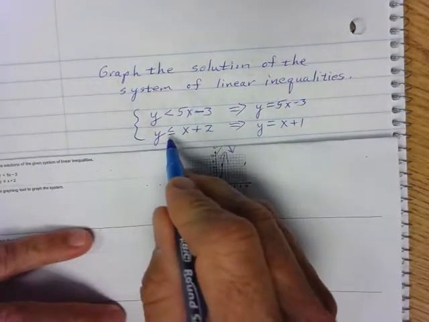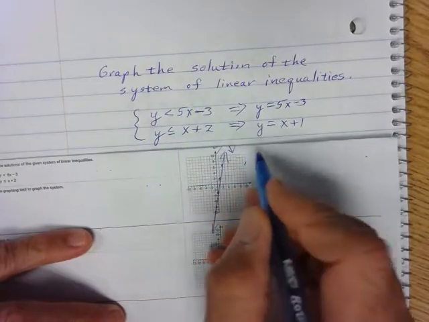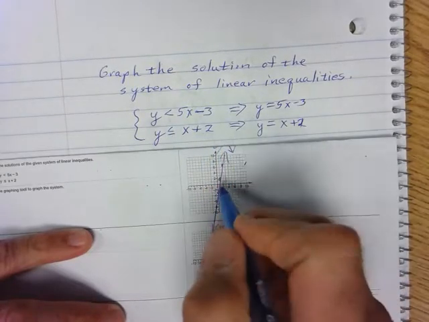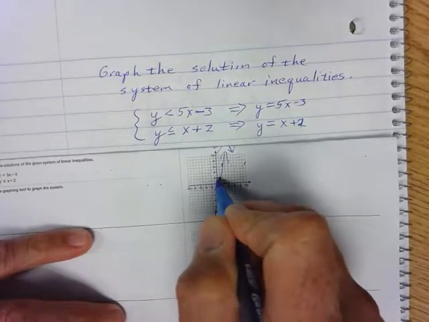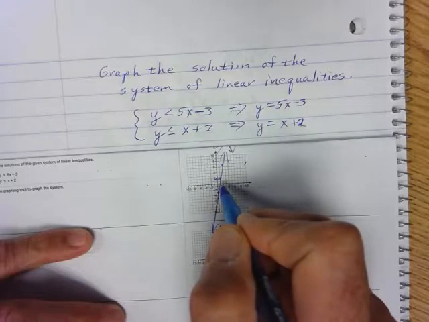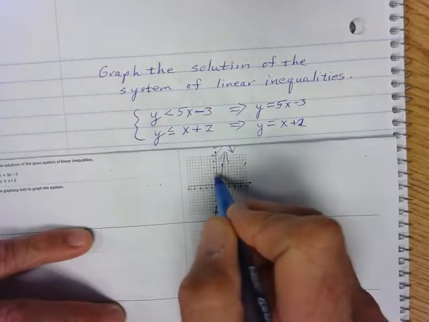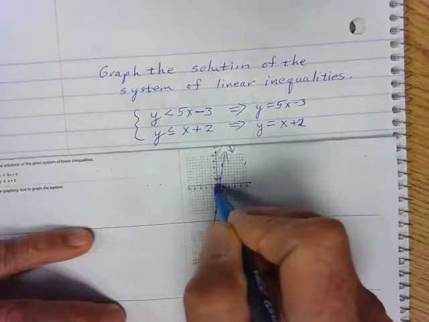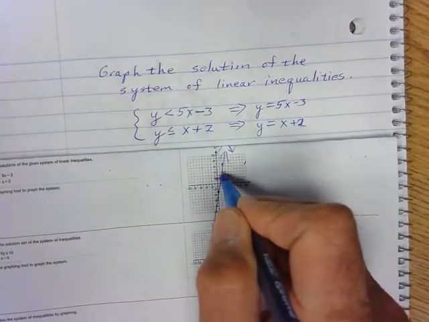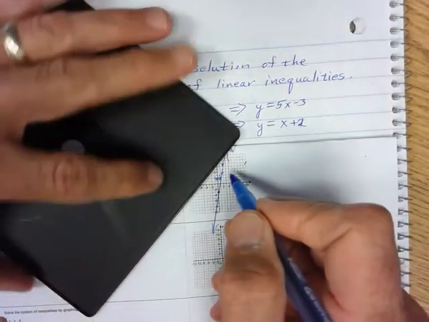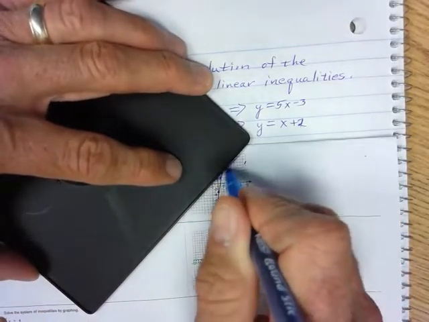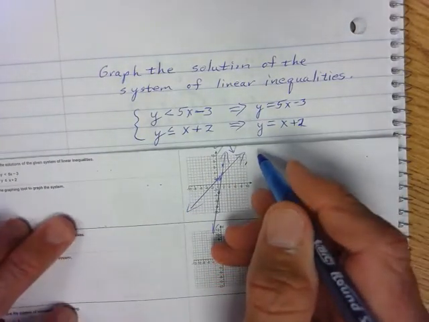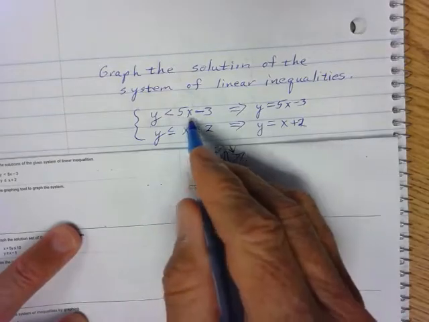And y is less than or equal to x plus 2. Yeah, this is a 2 here. That's 2 on the y-axis, and 1 up, 1 over, 1 up, 1 over, and that will be right about here. And then graphing that line, I get y is less than or equal to.